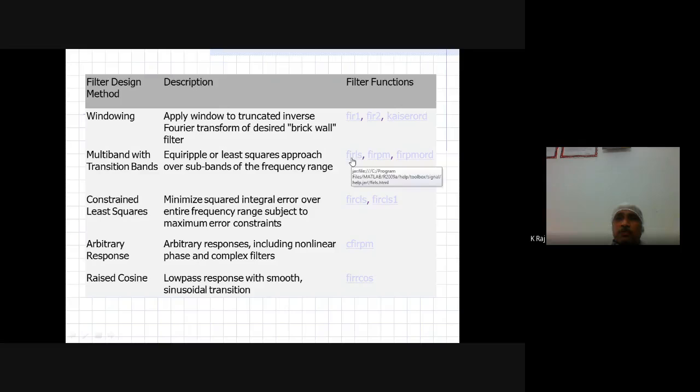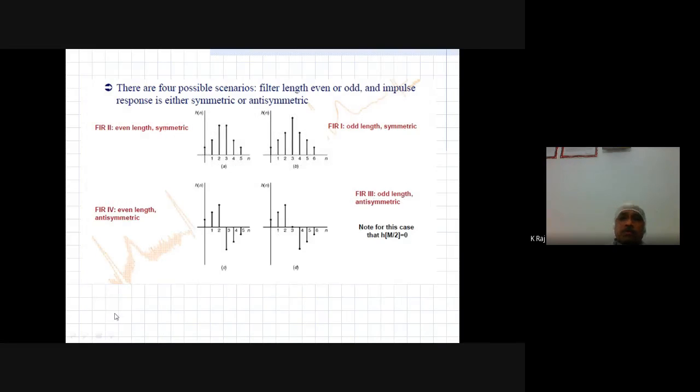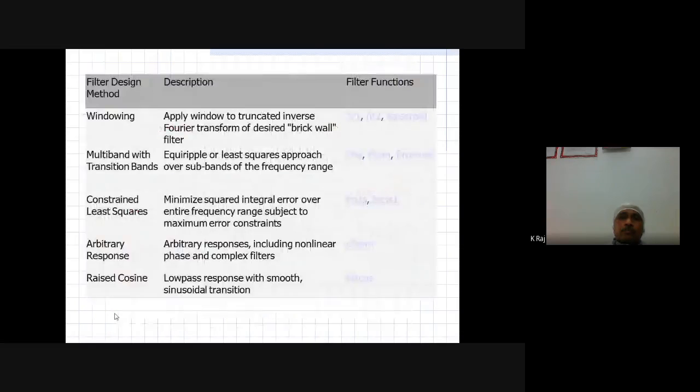And for that purpose, we can use the FIR-LS and FIR-PM order. The constrained least square filter design method minimizes the squared integral error over the entire frequency range subject to maximum error constraints, and the MATLAB functions that will be used are FIR-CLS and FIR-CLS1. Arbitrary response design method.